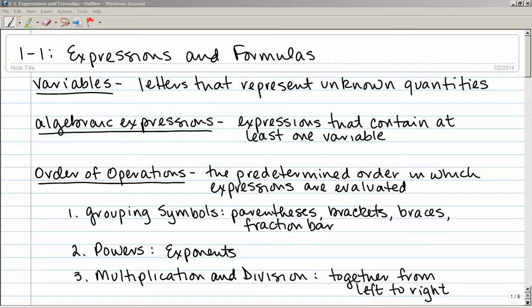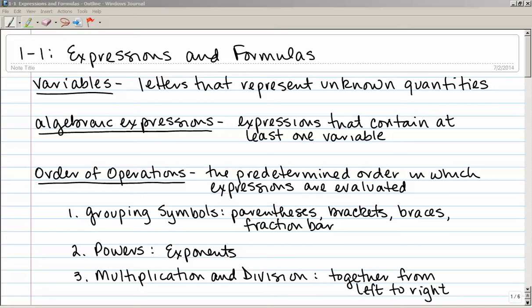The order of operations. This is a predetermined order in which expressions are evaluated. In other words, in what order do we do all of the different operations within an expression? And it's important that we all decide to do it the same way, because if you do things in a different order, you might end up with a different answer, and we all want to get the same answer in the end.